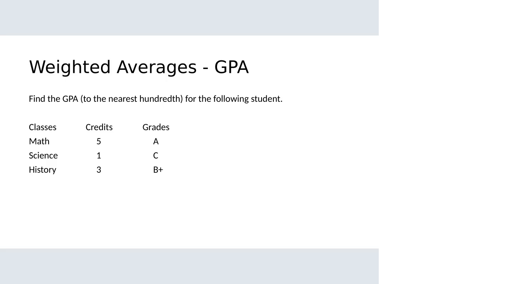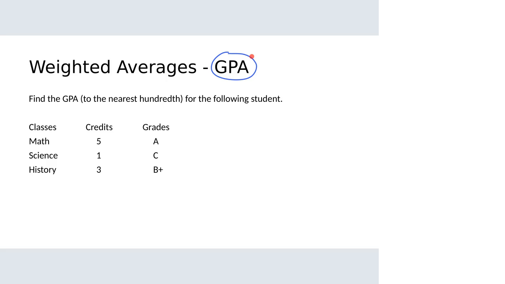Probably a very relevant weighted average type of problem for you is calculating the grade point average. Here we see that this particular student is taking a 5-credit math class, a 1-credit science class, and a 3-credit history class. And we can see what their grades are. If we want to calculate the grade point average for this student, there's a process involved.